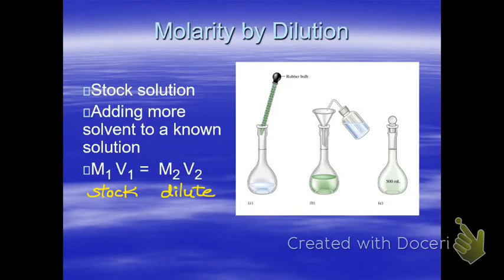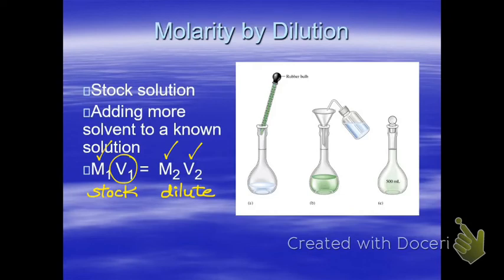So what I would say is, to do this lab that we're about to do, I want my solutions to be 1 molar. That would be M2. For all of my classes to do the lab, let's say I need 500 milliliters total of that diluted solution. The stock solution that I have to work with is 12 molar. That would be my M1. V1 would be my unknown.